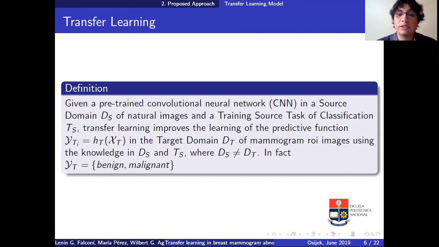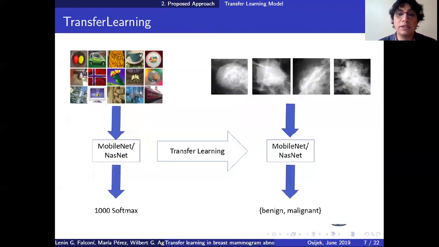So we have that both domains, the source domain and the target domain, are in fact different. In the source task classification, we have 1,000 categories, and in the target classification, we have just 2 categories, benign and malignant. This is represented in this slide as a graphic, where we can see Mobilenet and Nasnet being used on ImageNet, which has millions of natural images. We make the transfer learning, we adjust the weights of the last convolutional layers. Thus, we are able to classify the mammogram images as benign and malignant classes.